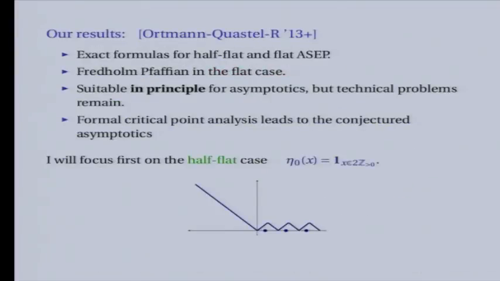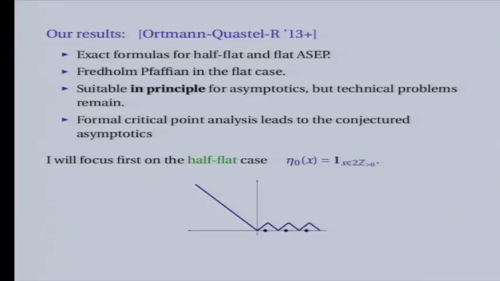Okay, so that was, in a way, the introduction. And I want to describe the results that we have got with Jeremy and Janosch. As an overview, what we're going to get is exact formulas for certain observables in the half-flat and flat ASEP, so for moments. In the flat case, if one sums it in a certain way, a Fredholm Pfaffian appears. Instead of getting a Fredholm determinant, in the flat case there's a Fredholm Pfaffian.